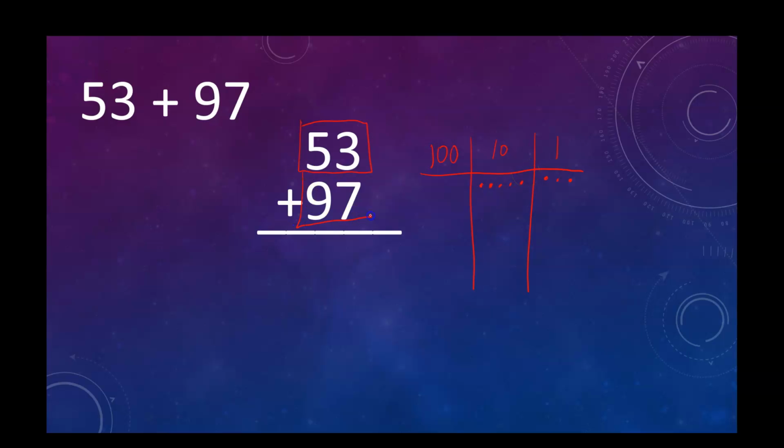Now let's look at this bottom number, 97. How many ones do we have in 97? We have 7, so let's put 7. 1, 2, 3, 4, 5, 6, 7. And how many tens do we have? We have 9. So let's put 9. 1, 2, 3, 4, 5, 6, 7, 8, 9.